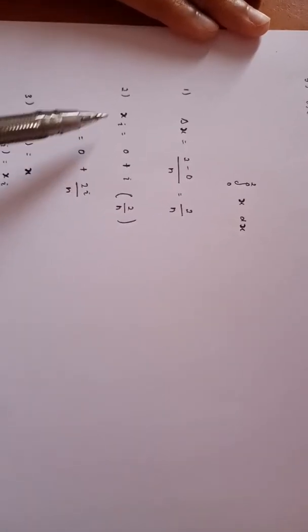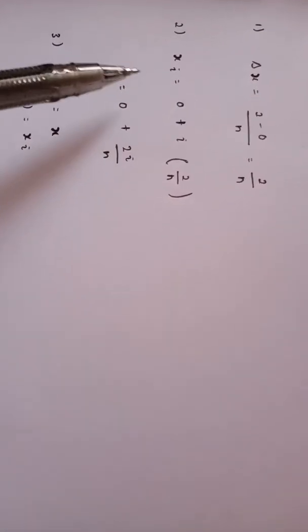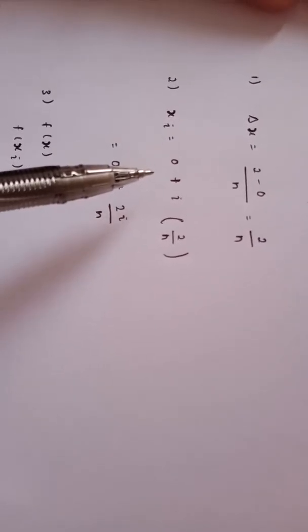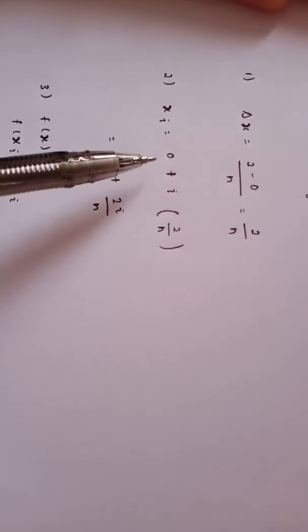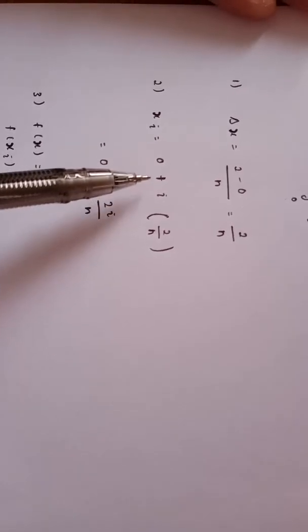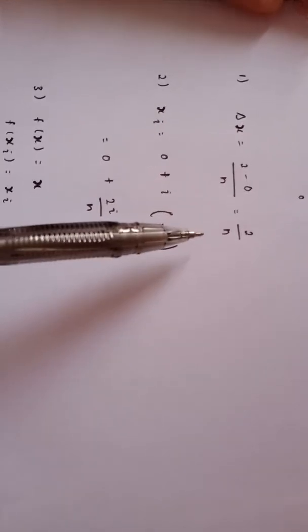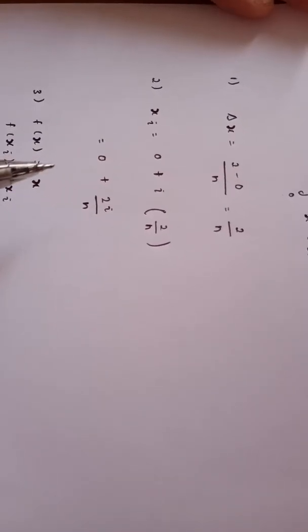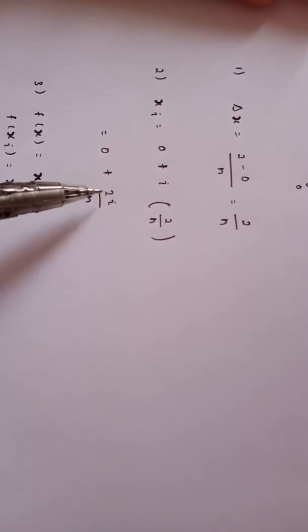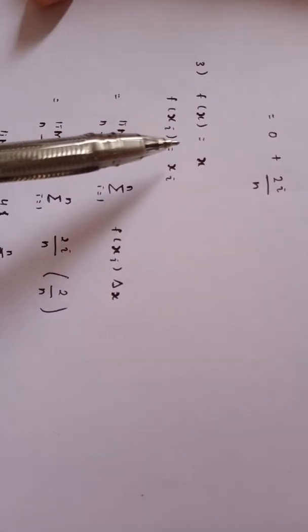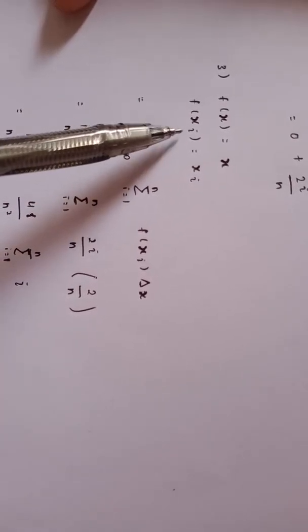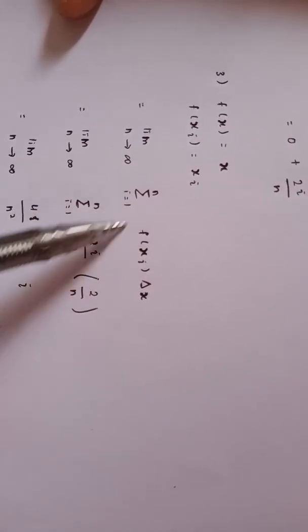Okay, for our second step, to find the x initial, we use the formula a plus i delta x. So our a is 0 plus i, and our delta x is 2 over n. So when we calculate all of that, we got 0 plus 2i over n. The third step is to evaluate f(x), where our f(x) will be x and our f(x_i) will be x_i.